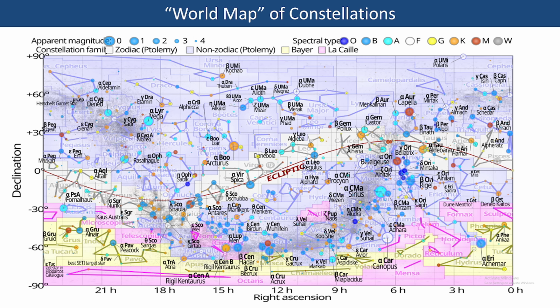However, there are some objects that move. For example, a planet will move in the star background. And also the sun moves, and we're going to talk about the movement of the sun later. For now, you want to know that the sun moves in the star background along this red path, which is known as the ecliptic.